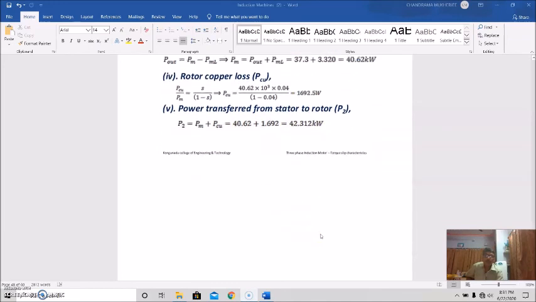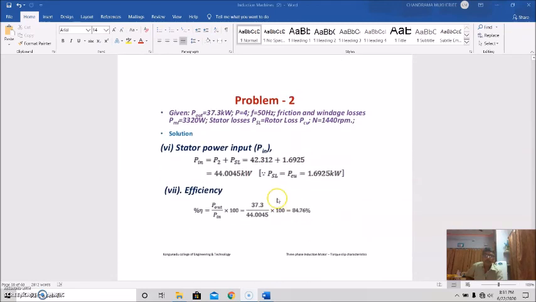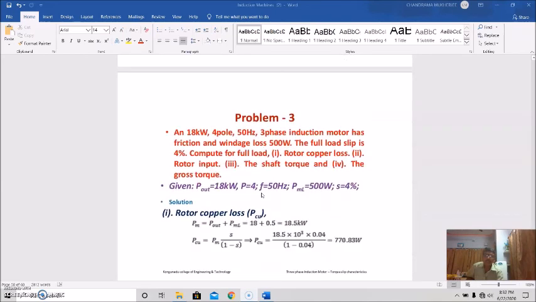So that is the power transfer. The stator power input is the rotor input power plus the stator losses. So this will be like this. Efficiency equals output power by input power into 100, so this will come to this. So this is another problem, and that will clear your idea about the discussed relationships of the powers.